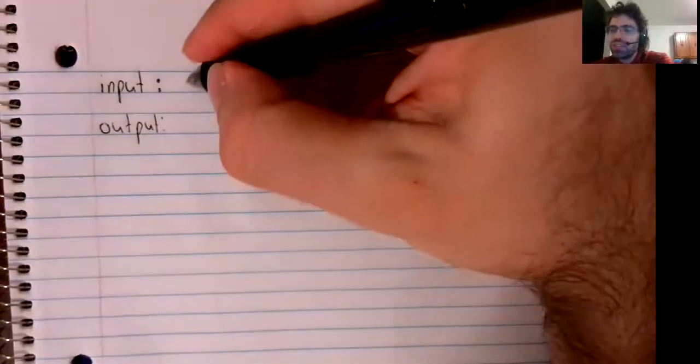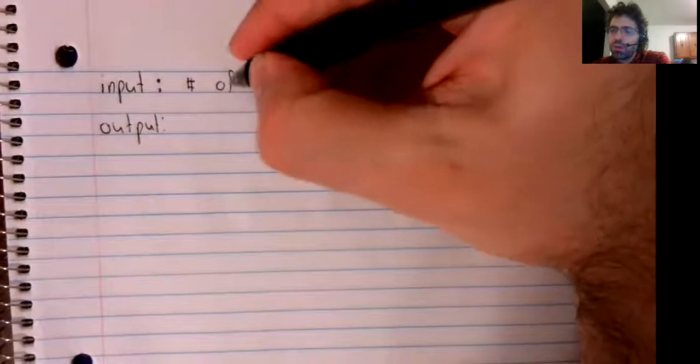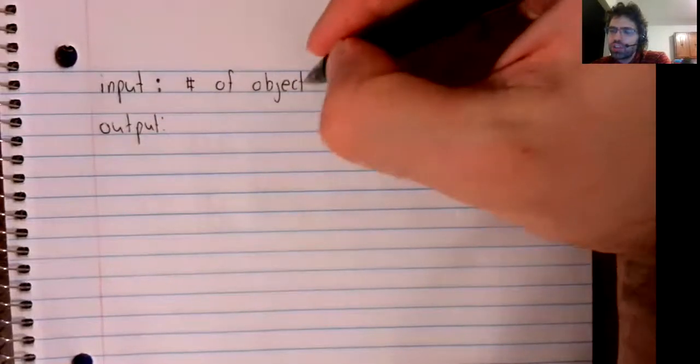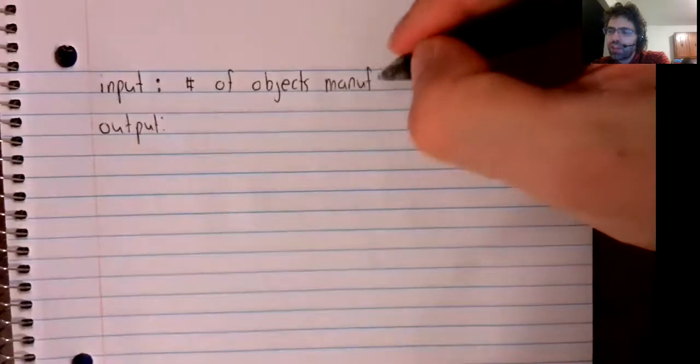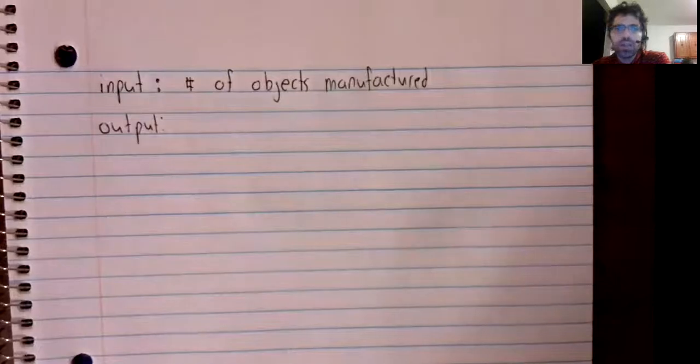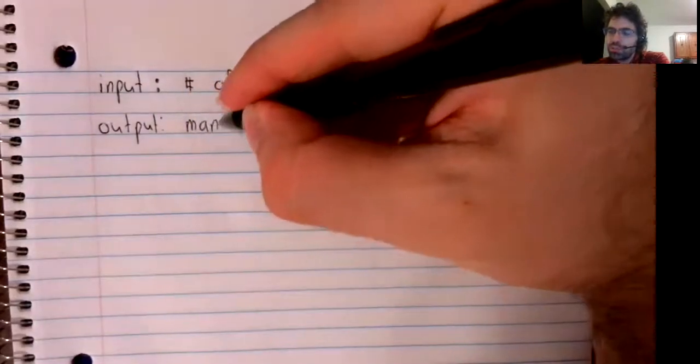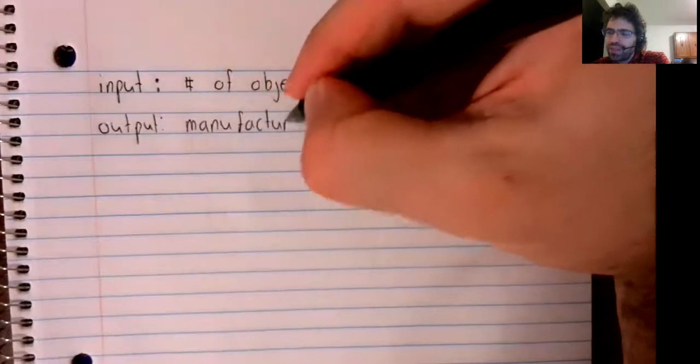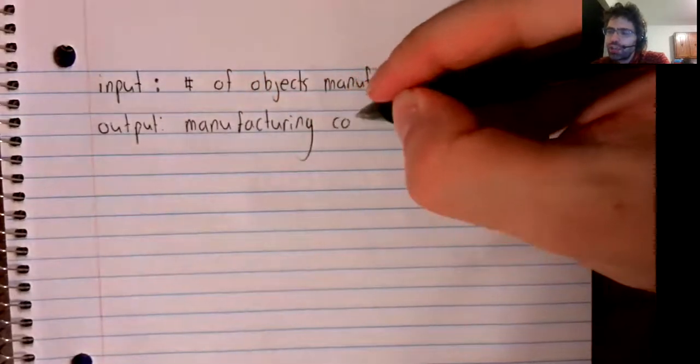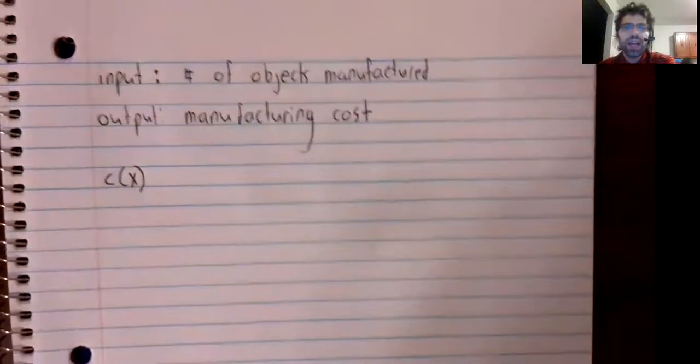So let's say we're manufacturing and selling something. And we'll look at a function that takes as its input the number of objects manufactured and gives as its output the manufacturing cost. We'll call this function C of x.